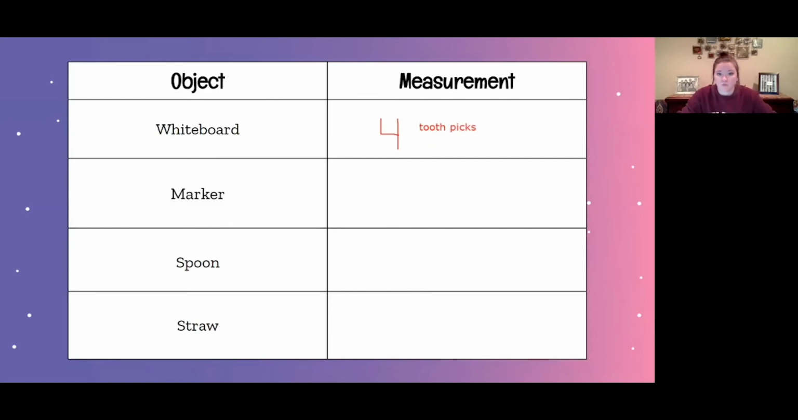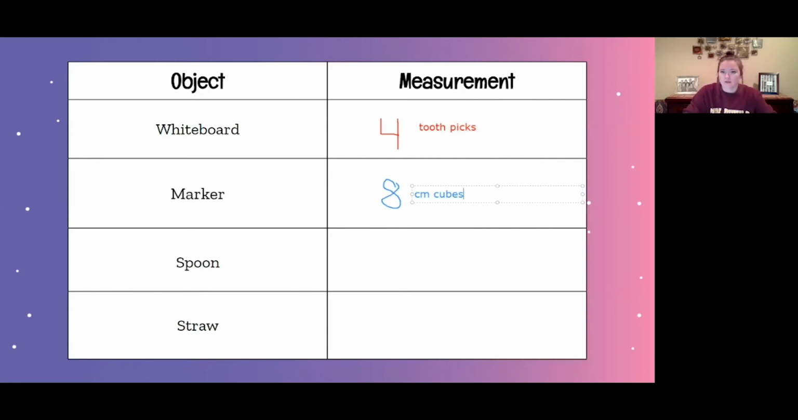So next we have our marker. And what was our unit of measurement and how many of it? We had 8. 8 what? What was our unit? What did we use to measure it? Centimeter cubes. Nice job. So I'm going to write cm for centimeter cubes. Nice job. All right, we only got 2 more.